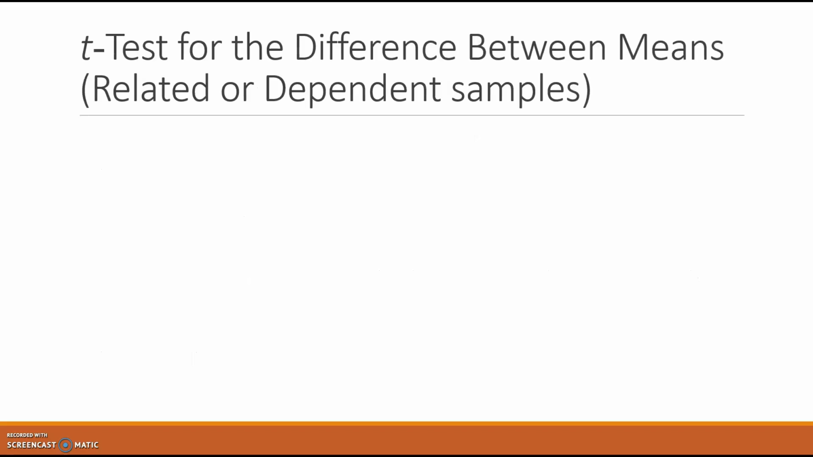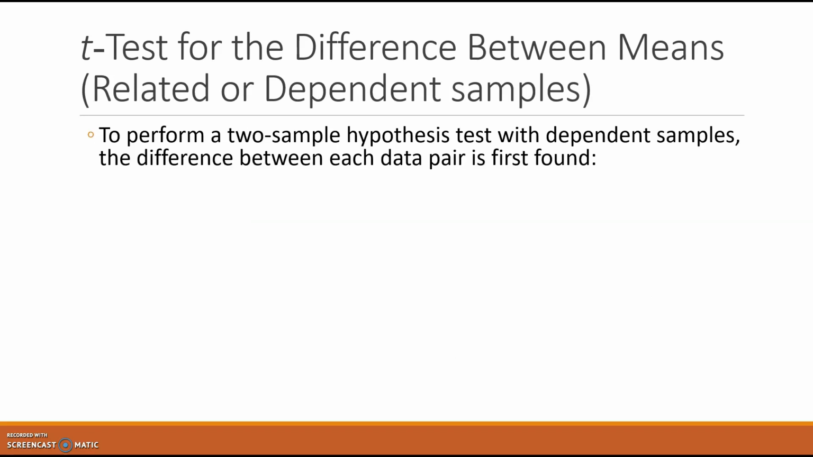So, t-test for the difference between means, related or dependent samples. The first thing you do is take those pairs, whatever those pairs are, whether it's before and after, whether it's a person in this group matched with a person in that group, or this spouse with their spouse in the other group. However they're matched, you try to find the difference between the two. And that's called X sub D. That's the difference between those two scores: the score of the person in the first group and the matched score in the second group.